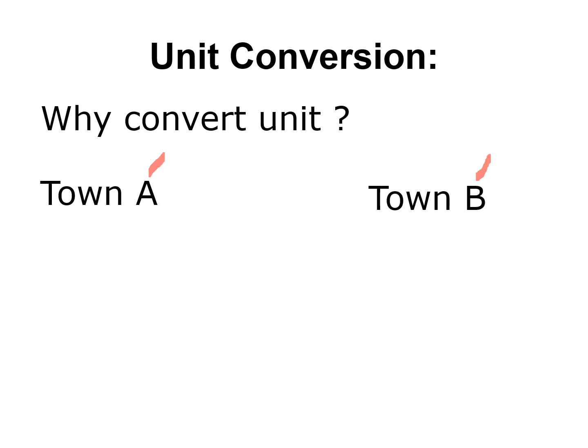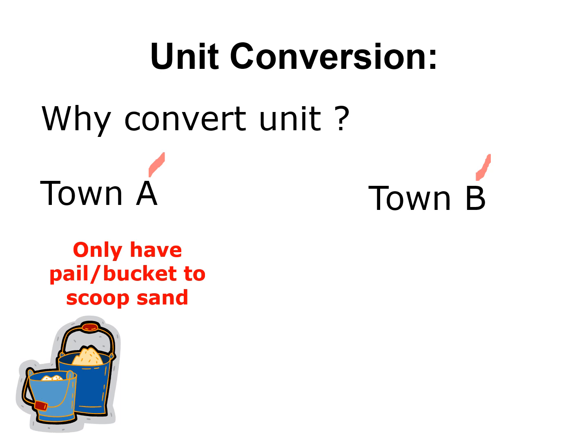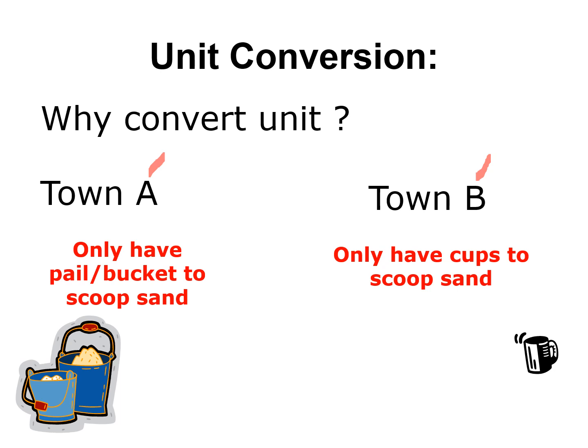Let's say town A and town B, both using sand, pasir, as a building material. Let's say town A has only these tools, which is pail or bucket, the baldi, to scoop sand. They don't have any other equipment or tools to scoop sand. But town B doesn't have a pail or bucket. They have only cups, cawan, probably bigger cups, to scoop sand.